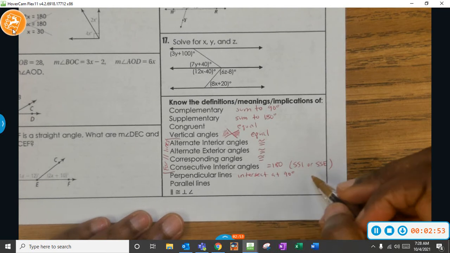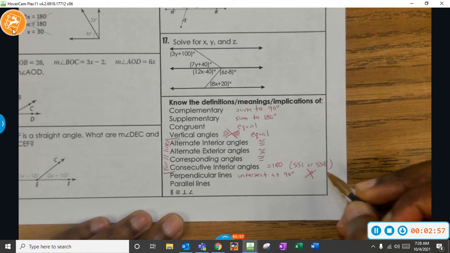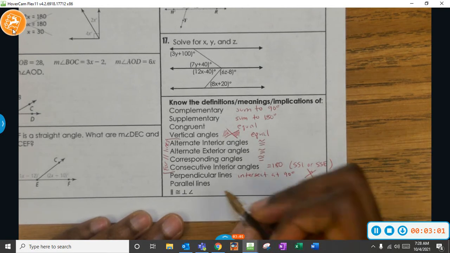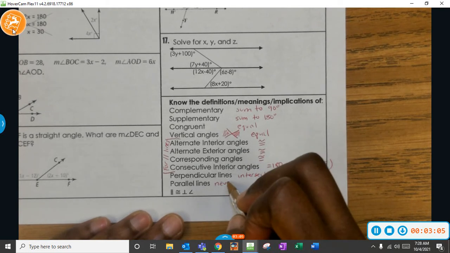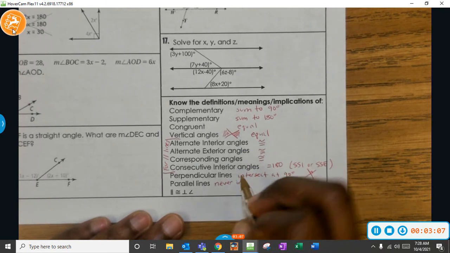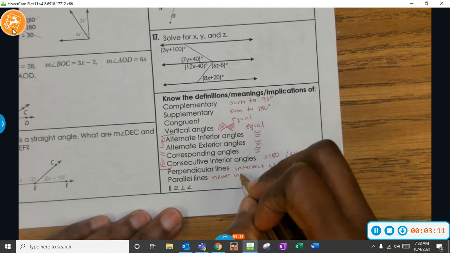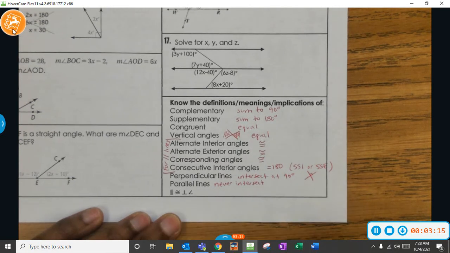So two perpendicular lines intersect at 90. They don't have to be vertical and horizontal. They can be diagonal, slanted lines. And then parallel lines, they are the ones that are never crossing, so they never intersect. And that is the stipulation for these relationships to be congruent or supplementary. So they never intersect, and the lines have to be parallel for those relationships to hold.